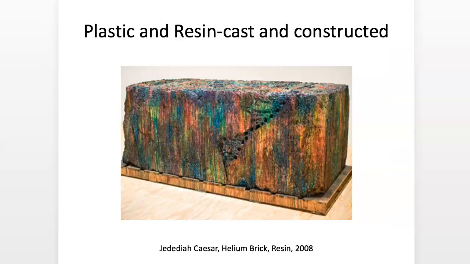A newer material is resin or plastic. It can be cast and constructed. It comes in sheets like plexiglass and different types of resins. It could be drilled and changed and moved around and joined and welded together with chemicals. But also it comes in liquid and you can pour it like we talked about with the plaster.